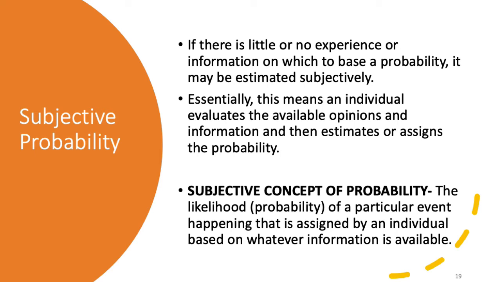One other type of probability that we don't use in this class, but sometimes we use in real life, is what's called subjective probability. In situations where there's little or no experience or information on which to base a probability, we may be able to estimate it subjectively. This basically says that it's a likelihood or probability of a particular event happening that is assigned by an individual based on whatever information is available.